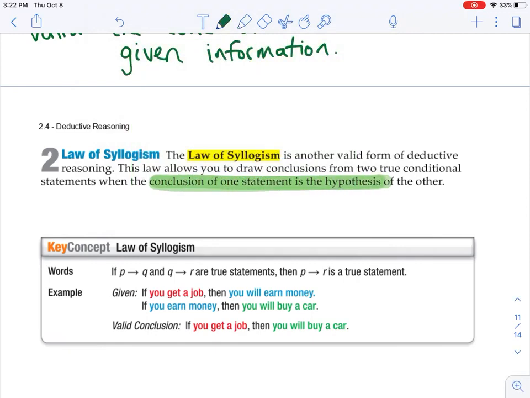So, for example, we are given, if you get a job, then you will earn money. Notice the conclusion of that statement is the same as the hypothesis of the other one. If you earn money, then you will buy a car. So our valid conclusion then is just getting rid of that middle step and saying, if you get a job, then you will buy a car.